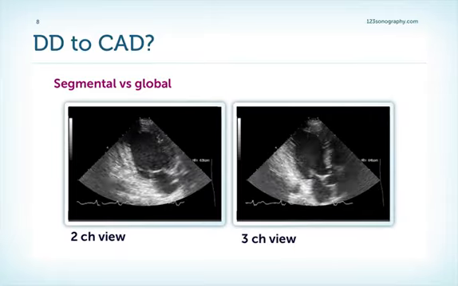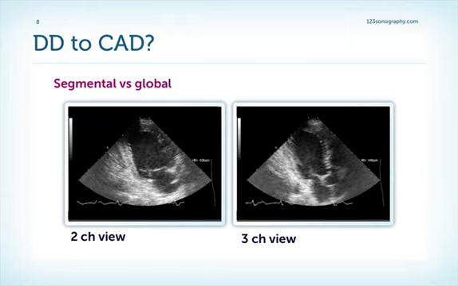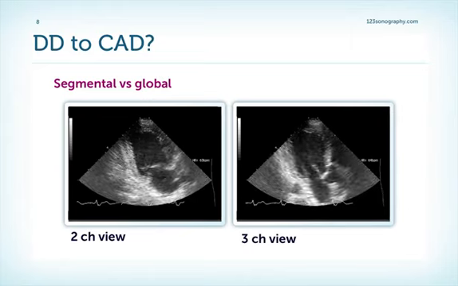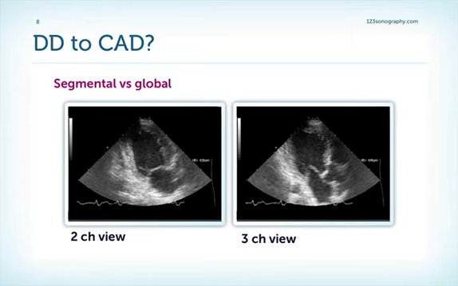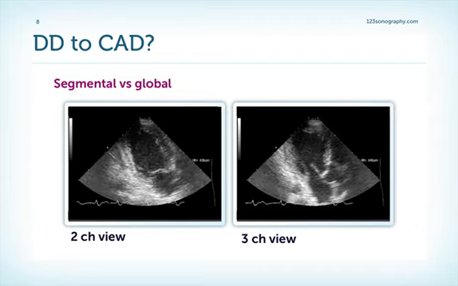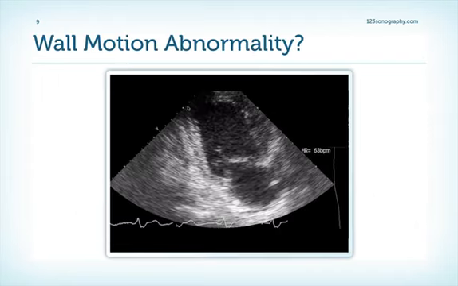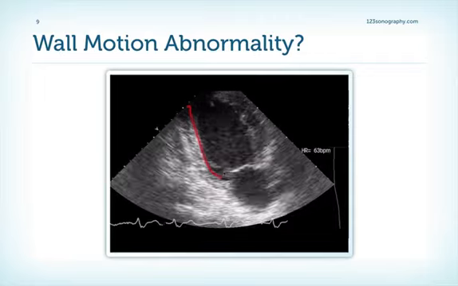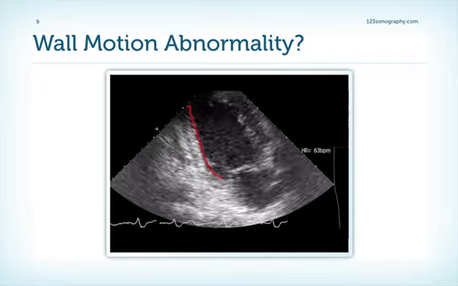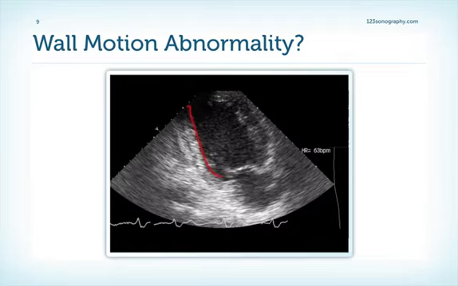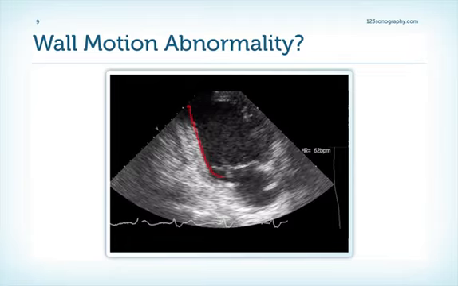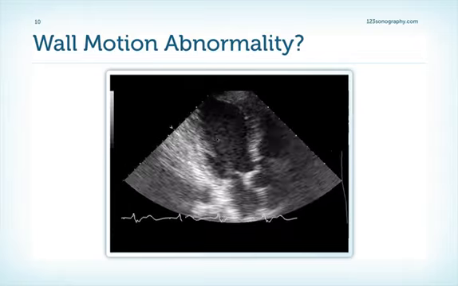Here's another example. Take a look at the 2-chamber view and the 3-chamber view. Does the patient have globally reduced left ventricular function or segmentally reduced function? If you take a look at the inferior wall, you will note that in reality the contractile function is less. The inferior wall hardly moves, especially if you compare it to the anterior wall. And this is also true for the posterior wall.